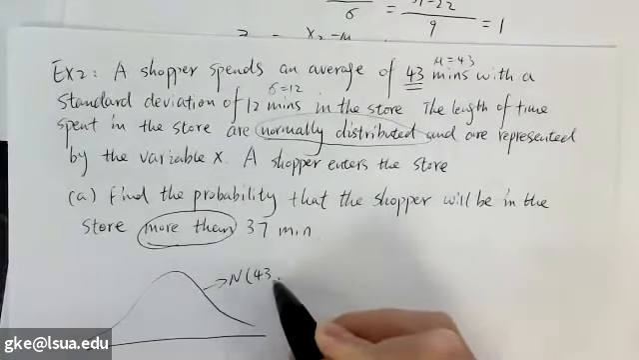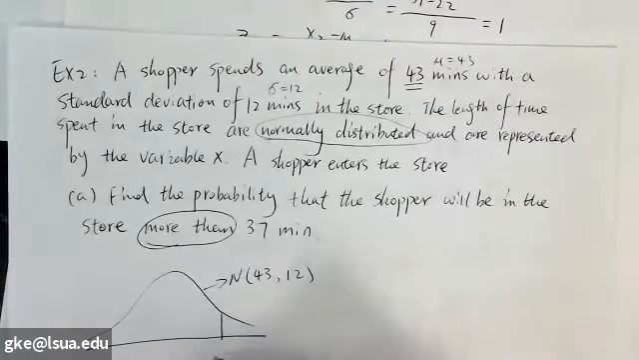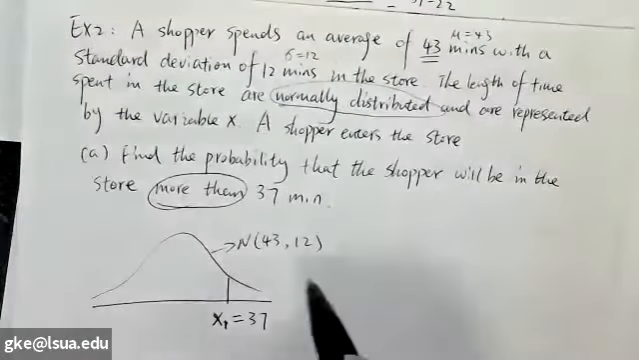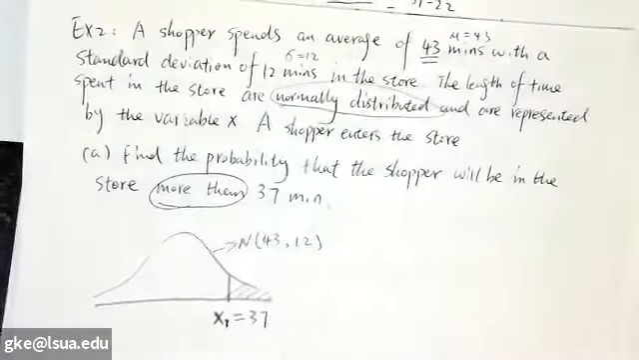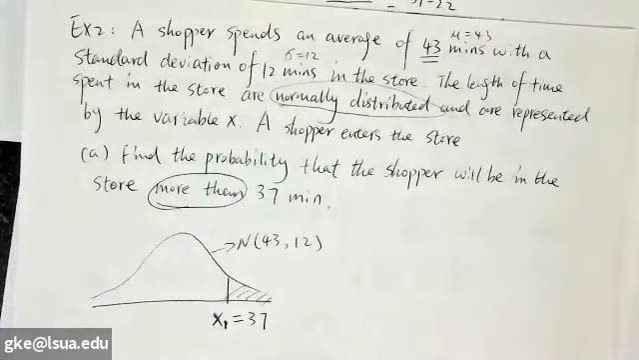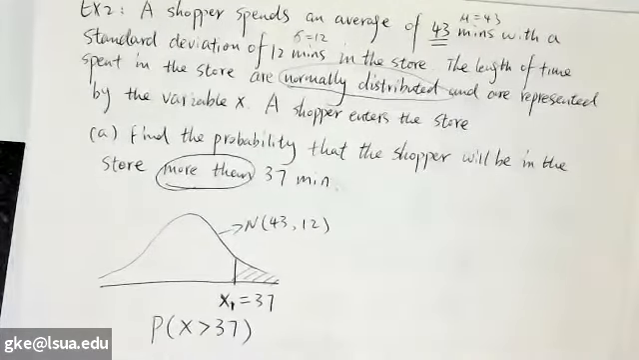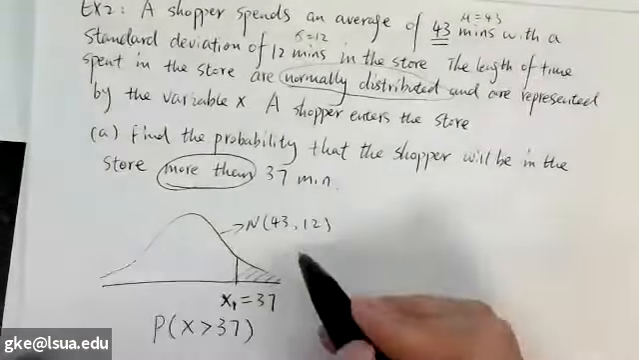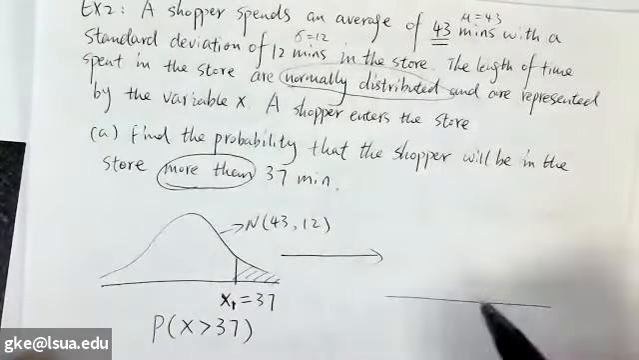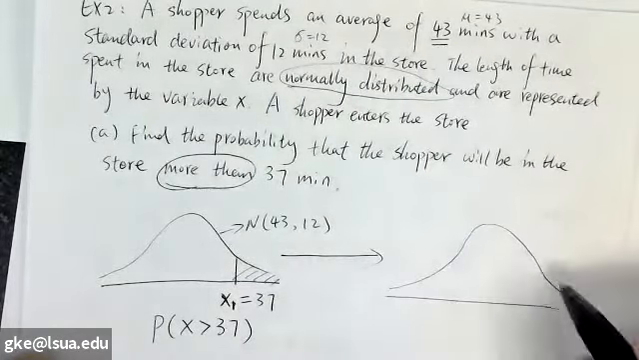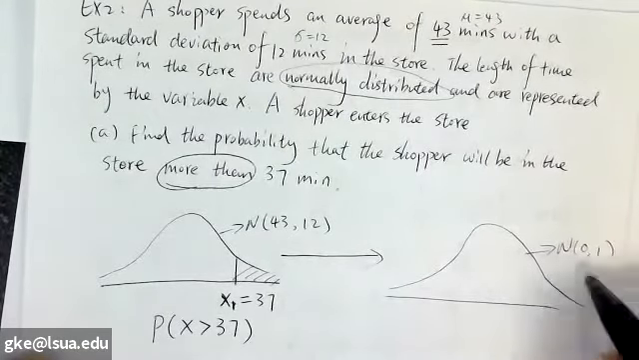So let's draw the picture. We have 43 and 12. And we also know that x, for example, x1 equals 37. Okay. And the more than is here, the area to the right. Okay. So the idea is you guys needed to calculate this guy. And we know we couldn't directly use the table. Of course, we need to transform it to the standard normal distribution.